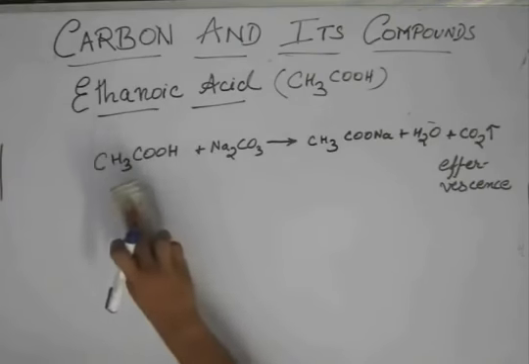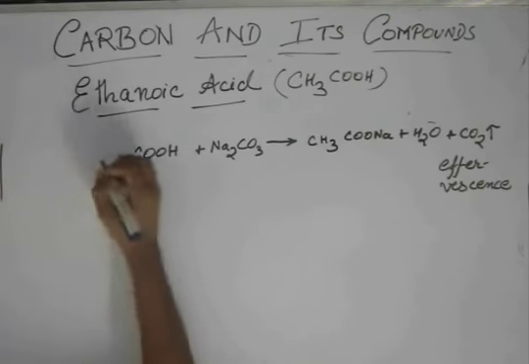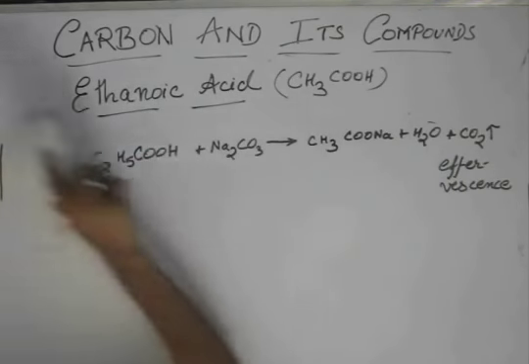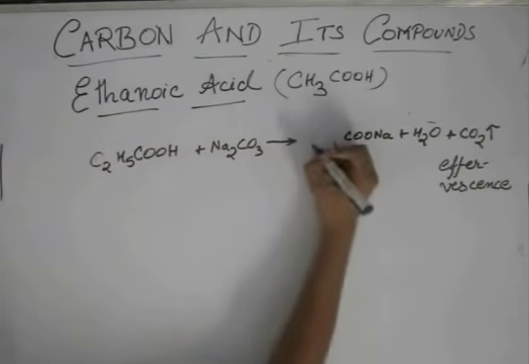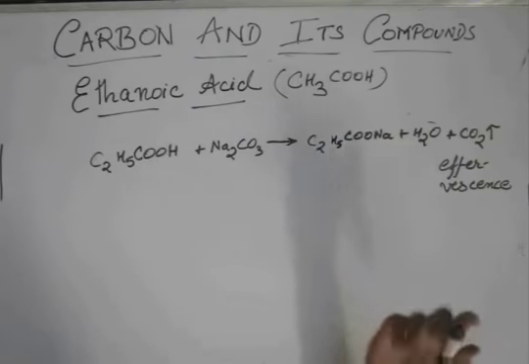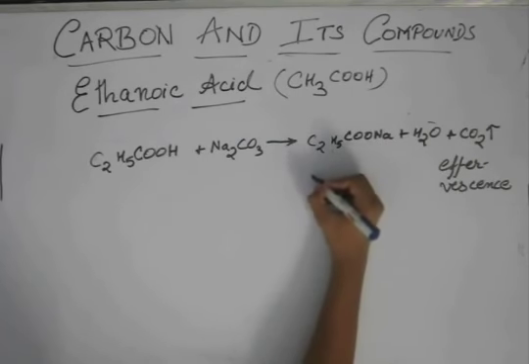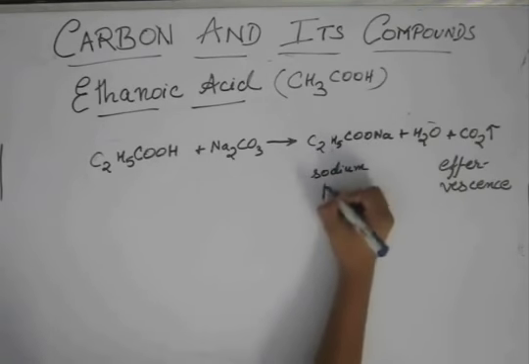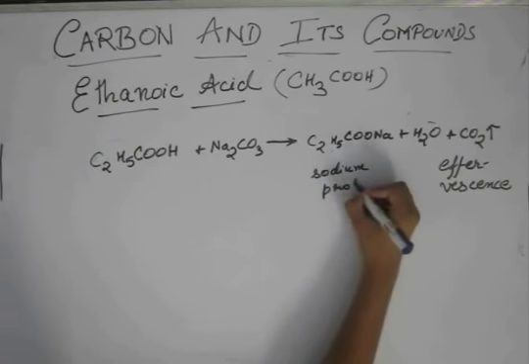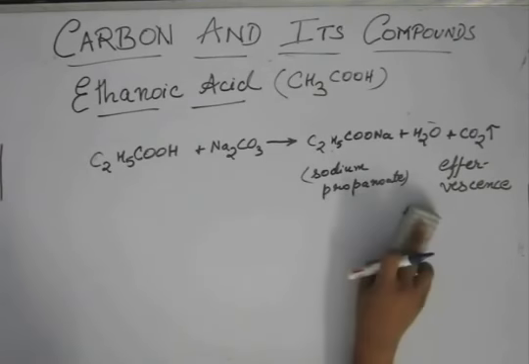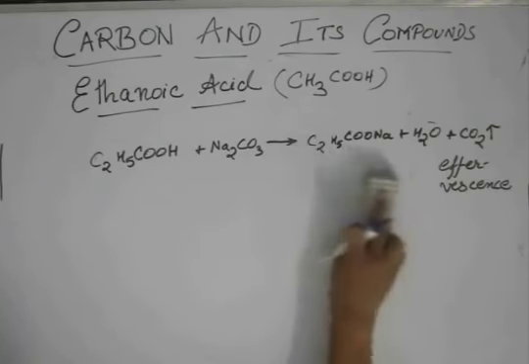If you have, suppose, propanoic acid, you have C2H5COOH, just change this to C2H5COONa, not a big deal, and this will be called sodium propanoate, like ethanoate. And this reaction is very useful.